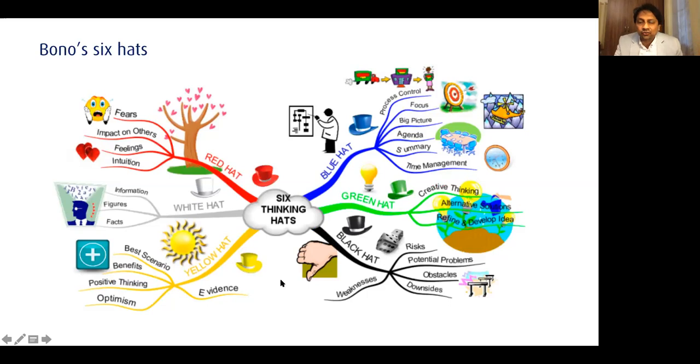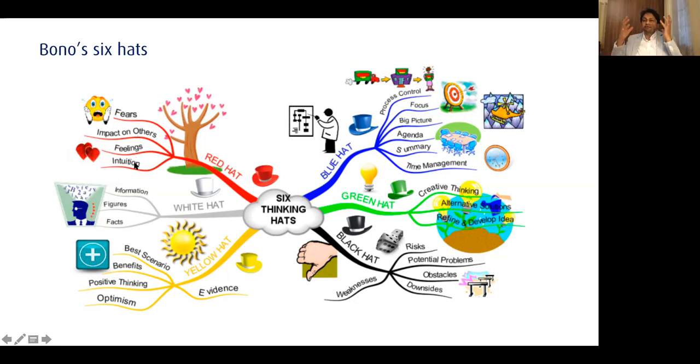So let's start off with the white hat: information, figures, and facts. The yellow hat is about the best scenario, benefits, and positive thinking. The black hat is about the risks, potential obstacles, downsides and weaknesses. The green hat is about creative thinking, alternative solutions, redefining and developing ideas. The blue hat is about process, control, big picture, agenda, summary, and time management. And the red hat is about fears, impact on others, feeling, and intuition.